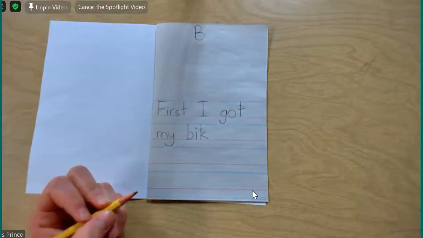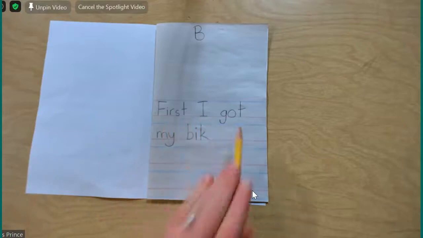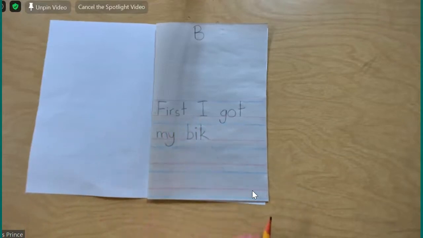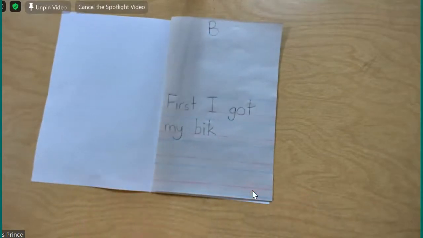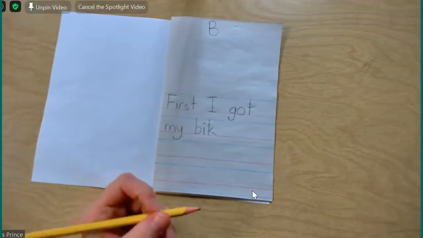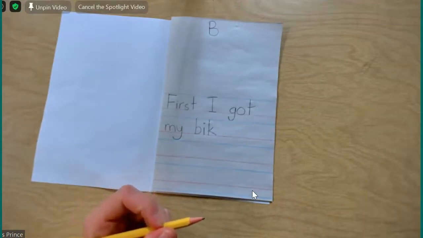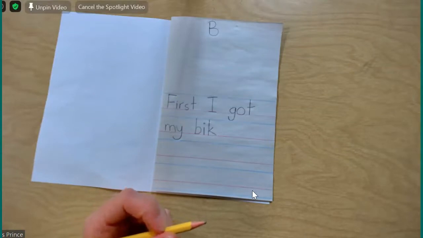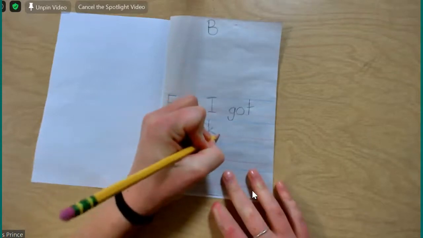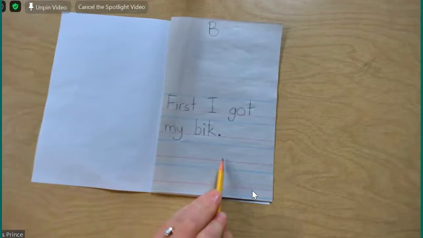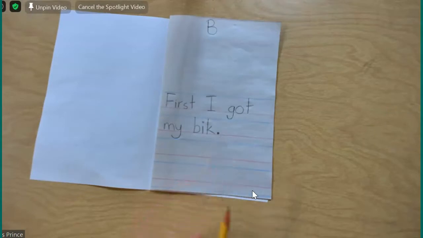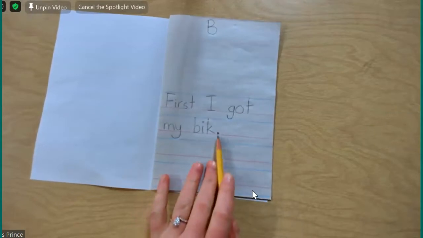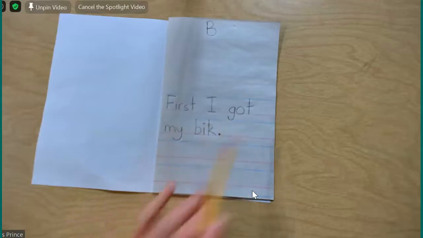You may use the restroom. First, I got my bike. So, if I am done with my sentence, what do I need to put at the end? Naomi, what goes at the end of my sentence? Do you remember what it's called? This is a period. Period. First, I got my bike.